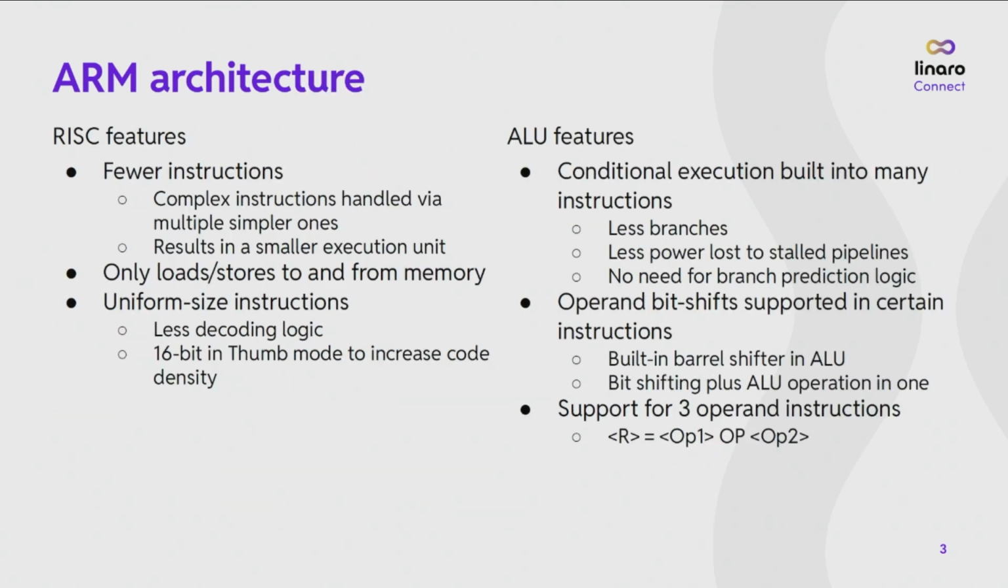Next slide. ARM architecture has RISC features. We have fewer instructions, with complex instructions handled via multiple simpler ones. The result is a small execution unit. We only have loads and stores to and from memory, uniform size instructions, less decoding logic, and 16 bits in Thumb mode to increase code density. We also have some ALU features like conditional execution built into many instructions, which gives us fewer branches, less power loss to stall pipelines, and no need for branch prediction logic.